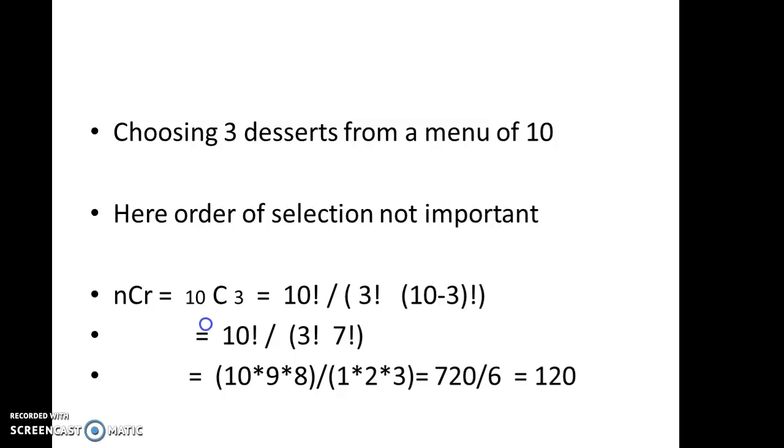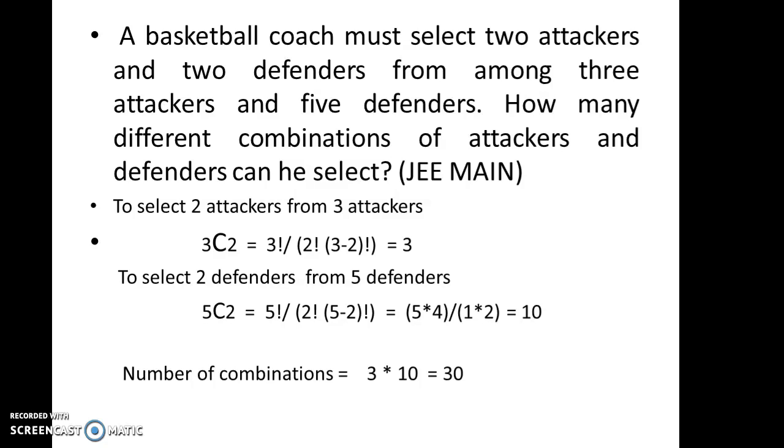combinations are possible. Next problem: a basketball coach must select 2 attackers and 2 defenders from among 3 attackers and 5 defenders. How many different combinations of attackers and defenders can he select? This question is in JEE Main. What is a way to select 2 attackers from 3 attackers? The combination is 3C2. So the formula is factorial of 3 divided by 2 factorial times (3 minus 2) factorial. So it is nothing but 3.